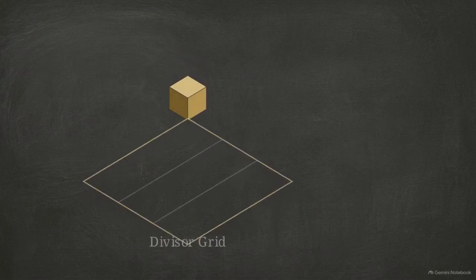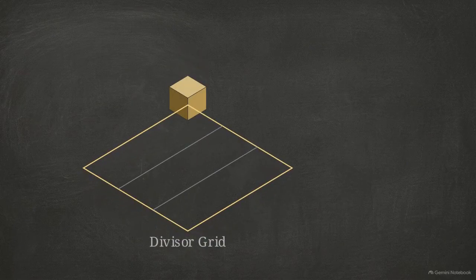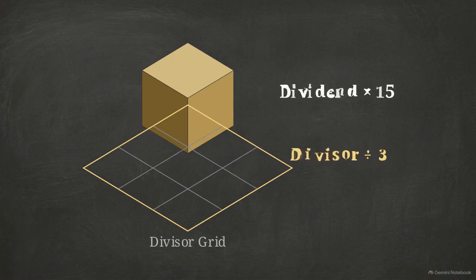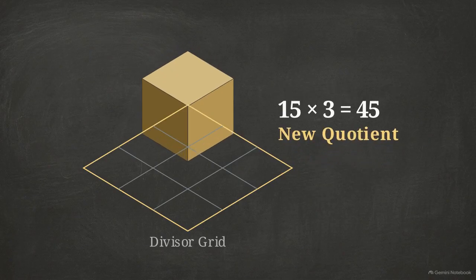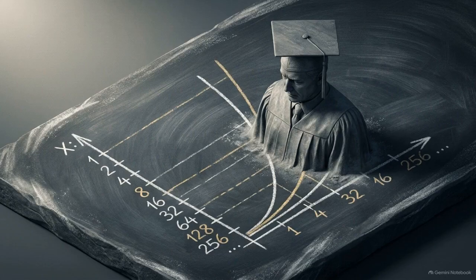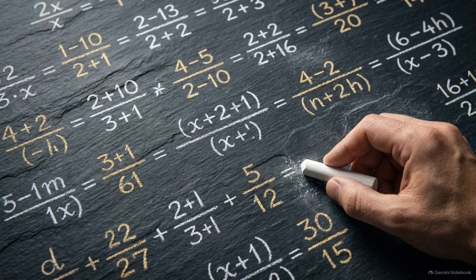Visualize the dividend as a solid mass and the divisor as a grid slicing it. The first operation scales the total mass 15 times. Decreasing the divisor by 3 makes the grid finer, creating slices 3 times more numerous. These changes compound, resulting in an output 45 times larger. The student is effectively manipulating the functional variance of an algebraic equation without learning symbolic algebra. This method represents pre-algebraic functional thinking.